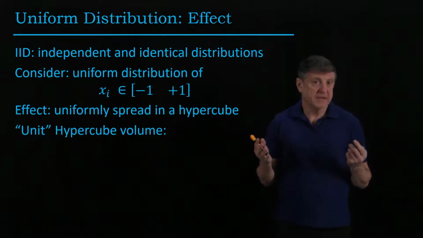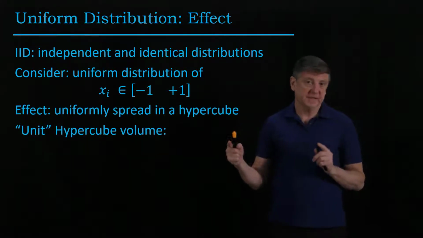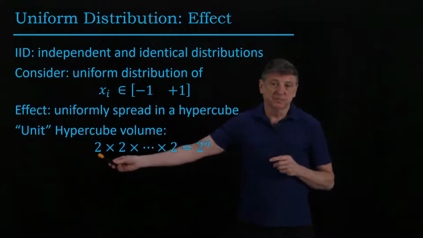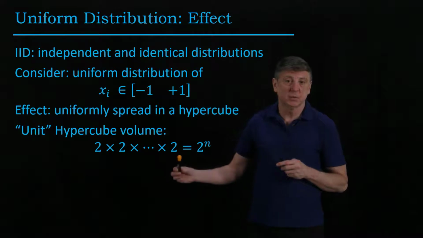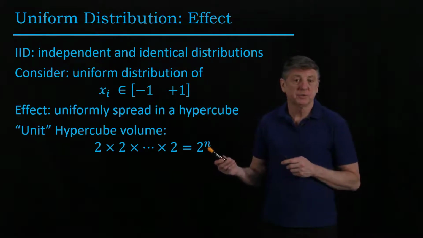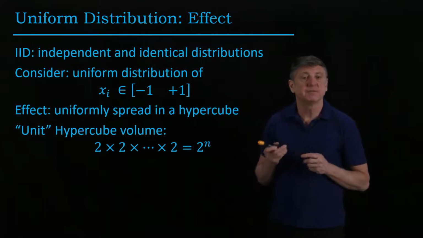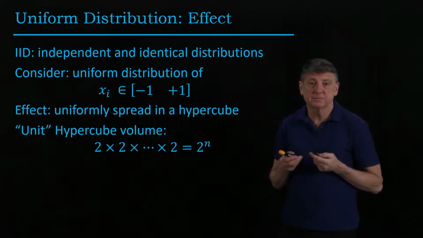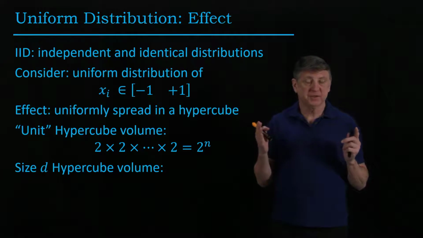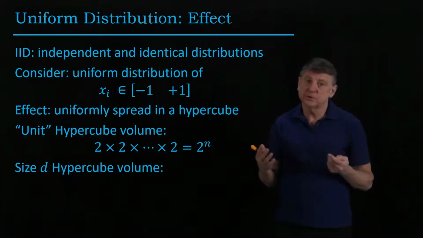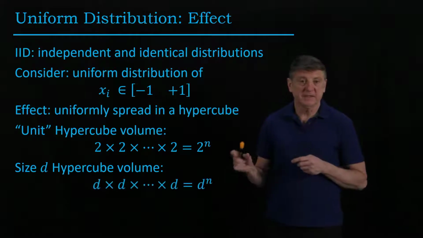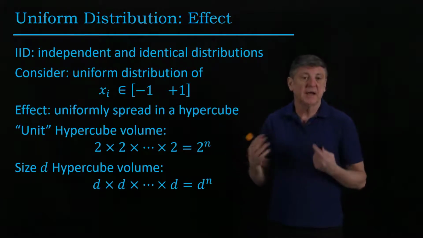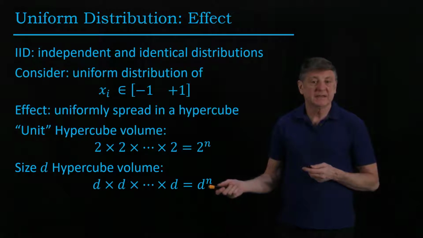Now, how big is that hypercube? A hypercube has a side of 2, so in n dimensions, that's 2 for the first dimension times 2 for the second, and so on. So the hypercube volume is 2 to the n, which means that the volume of a hypercube is growing exponentially with the number of variables. What if we have a general size d? We can use the same reasoning: d for 1D, times d for 2D, times d for 3D, and so on, and we get d to the n.